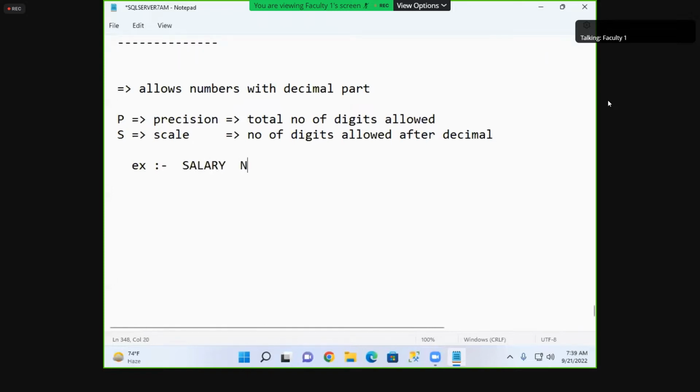Now, example, salary. I'm taking salary. Then what? Numeric. I'm declaring it like this: salary numeric 7,2.